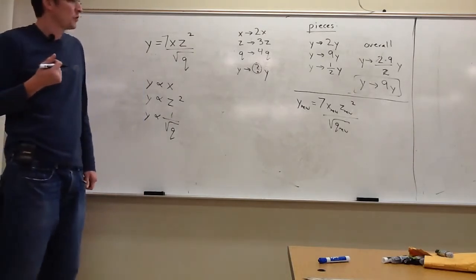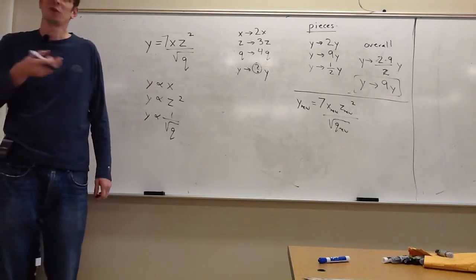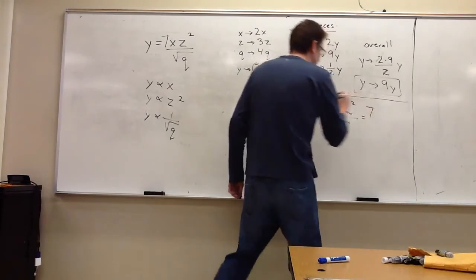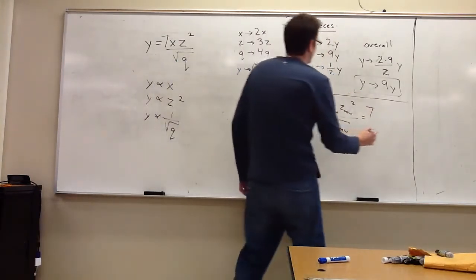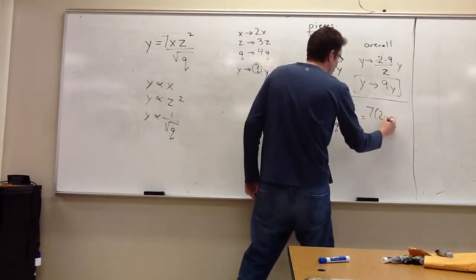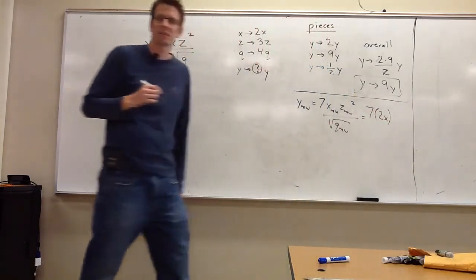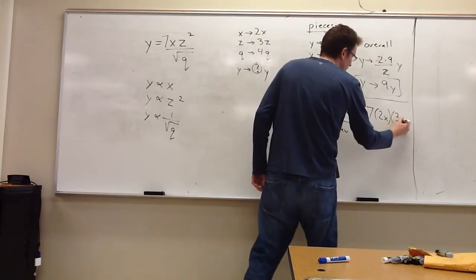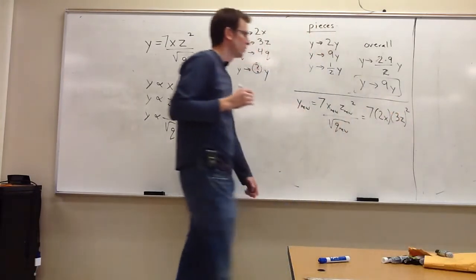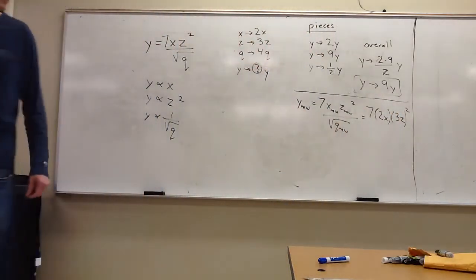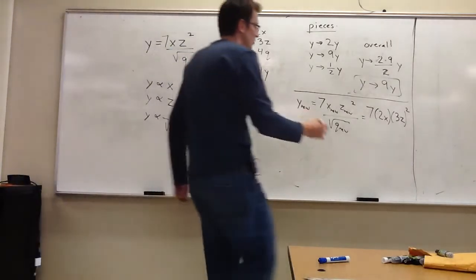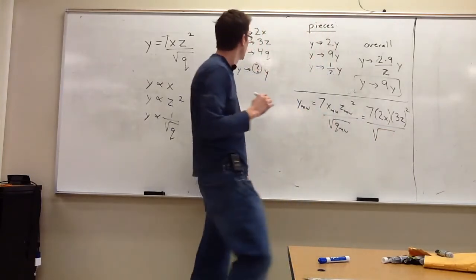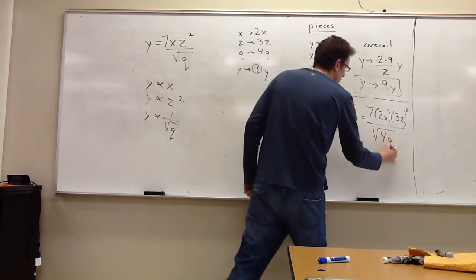So then what I go ahead and do is I plug in what all of those new variables are in terms of their old ones. So I plug in 7, that's a part of the equation. I plug in that this is 2 times the old x value, so 2x. Z is 3 times, so that's 3z, and that's squared, don't forget the square. And then I divide by q new is, we said, was 4 times the previous one.